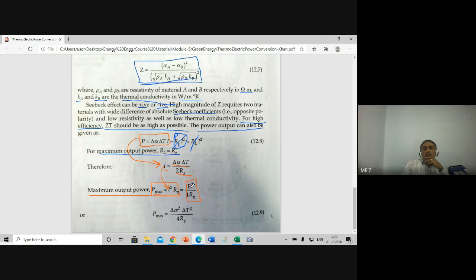For this, you can write like this: P maximum is equal to delta alpha square delta T square by 4 Rg. So this is the important equation.